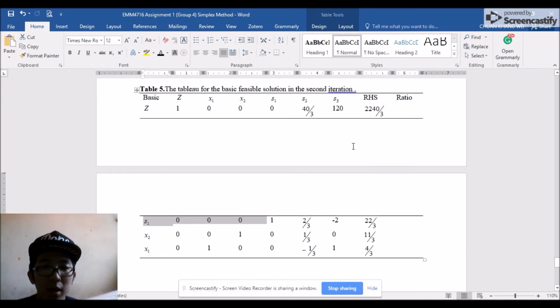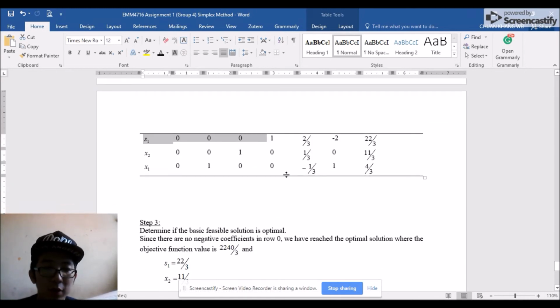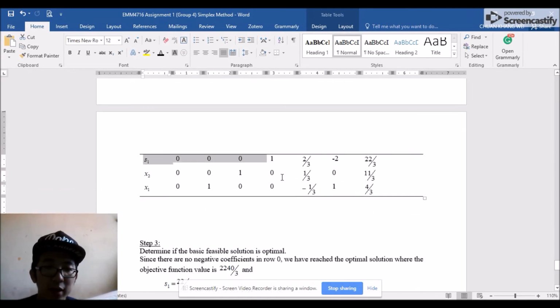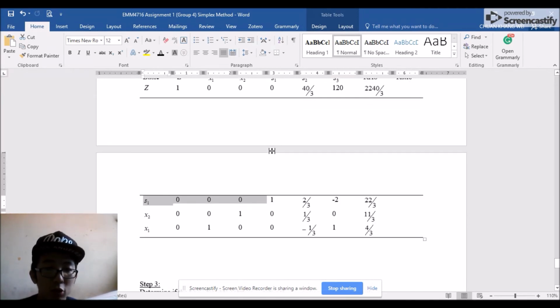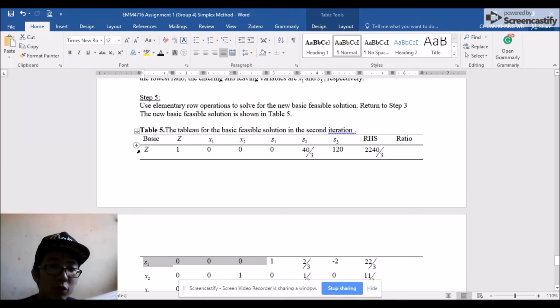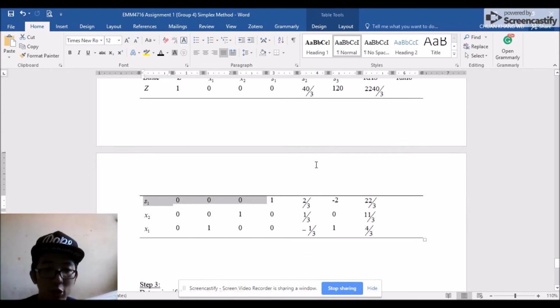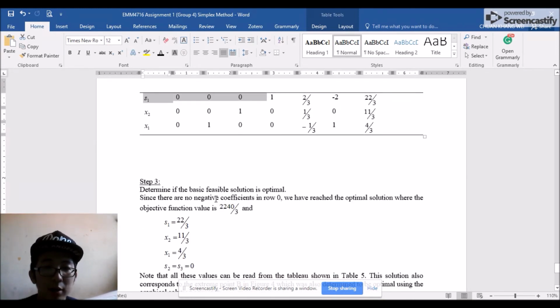The right hand side is 2240 over 3, a fraction, but we have to identify again whether the solution is a basic feasible solution. From row 0, you can see that there are no negative coefficients anymore, so we can say that this is the optimal basic feasible solution for this question. Since there are no more negative coefficients, we look for the values we would like to obtain.